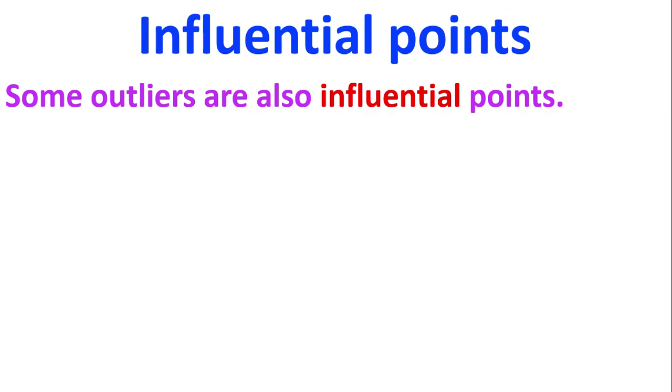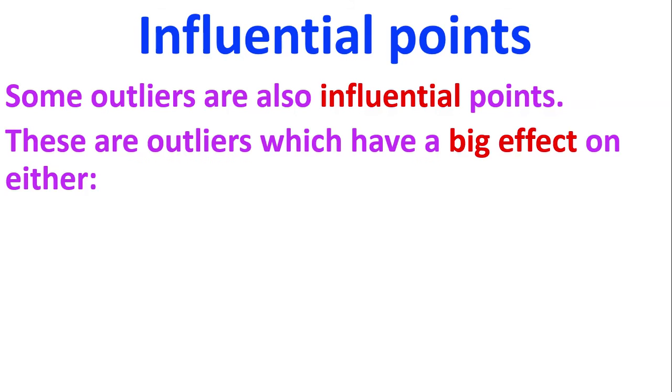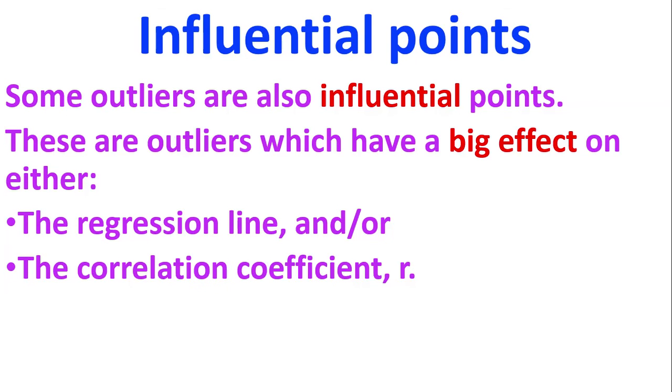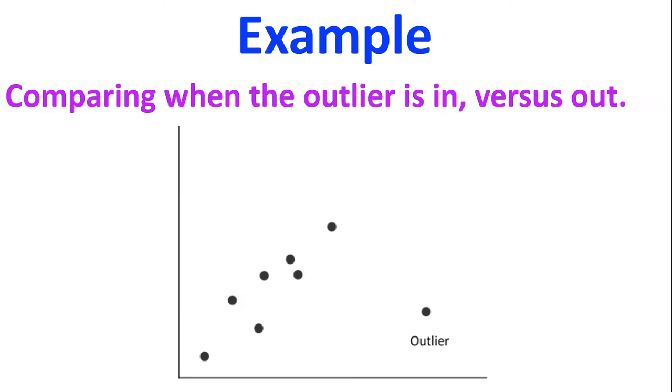So when we have influential points, some outliers are also influential points. These are influential because they have a big effect, and either it affects the regression line and/or it can affect the correlation coefficient. So this is what we're going to use to determine whether it is an influential point or not. So I'm going to look at an example and compare what happens when we have the outlier included in the data set and the outlier excluded.